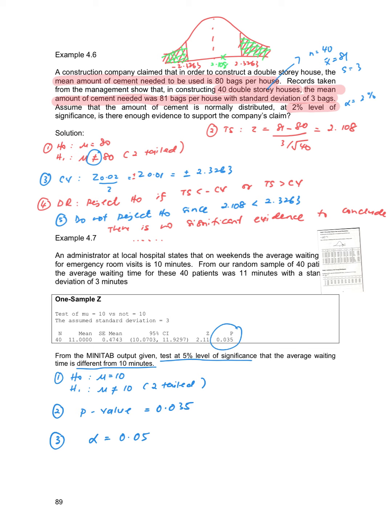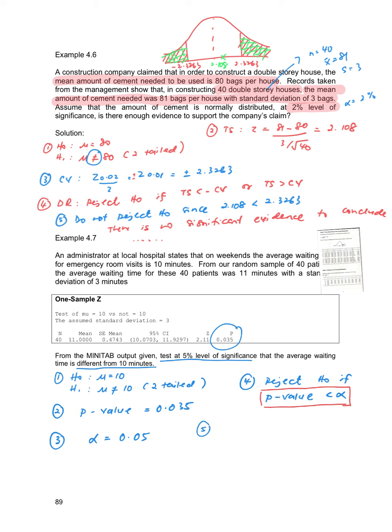Okay, the fourth step, the decision rule. If using the p-value approach, there is only one rule. Reject H naught if p-value less than alpha. This is the only rule. If using the p-value, remember we reject H naught if p-value less than alpha. So you just compare the p-value with alpha.